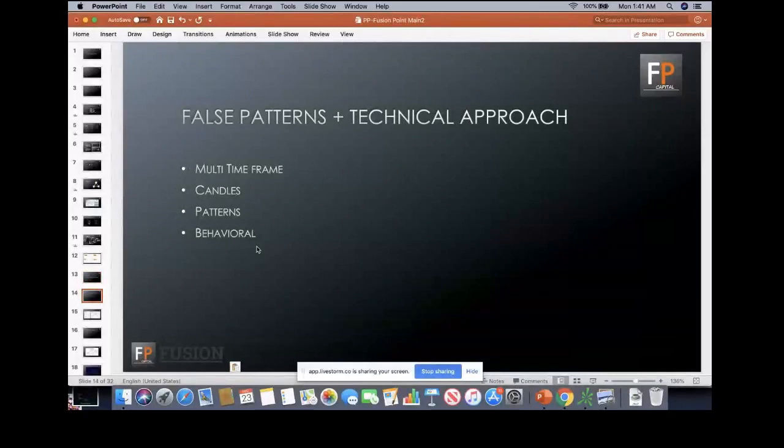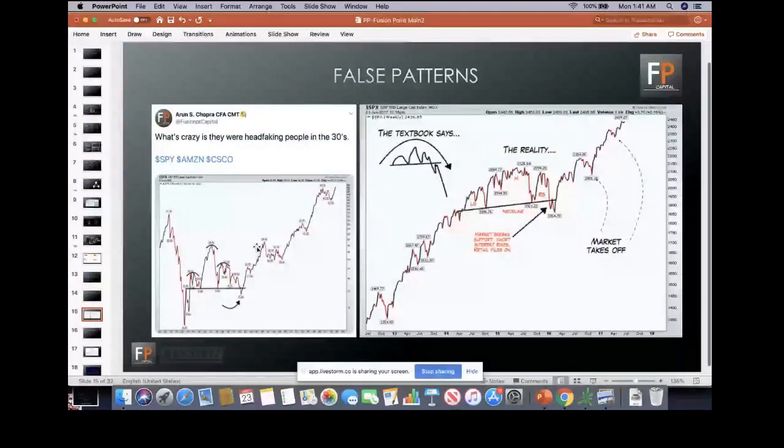So I use a multi-time frame approach. I use candles, patterns, of course, and then behavioral. And if we're talking about false patterns, some of you may have seen some of these posts in the past, but you can go back to even, this is kind of interesting, but in the 30s, here's a breakdown, what we would call support break, and then it just rips the other way. And here's some examples. Again, I posted this recently where the textbook will tell you to sell that, and instead it breaks the other way.